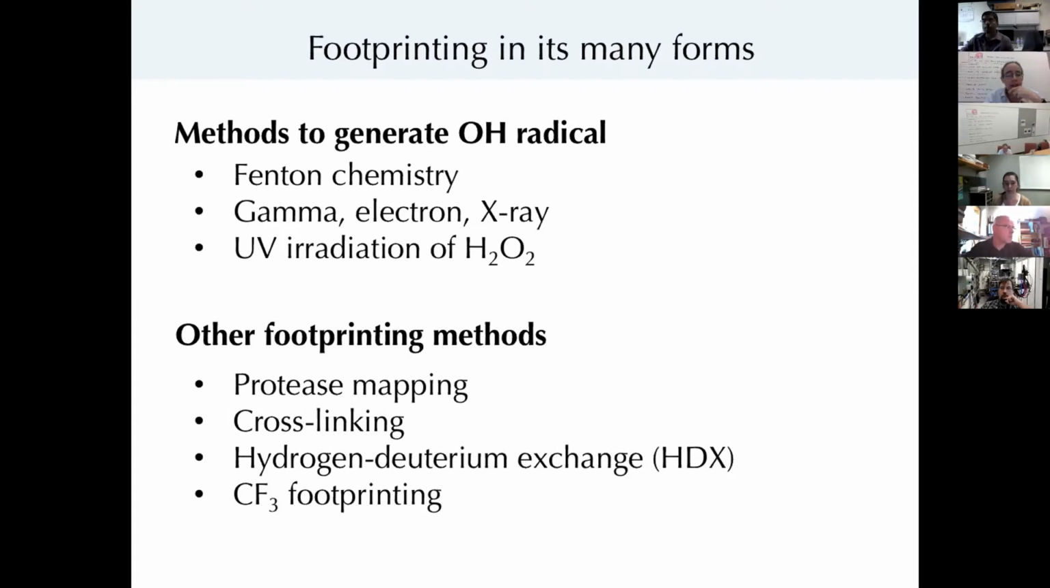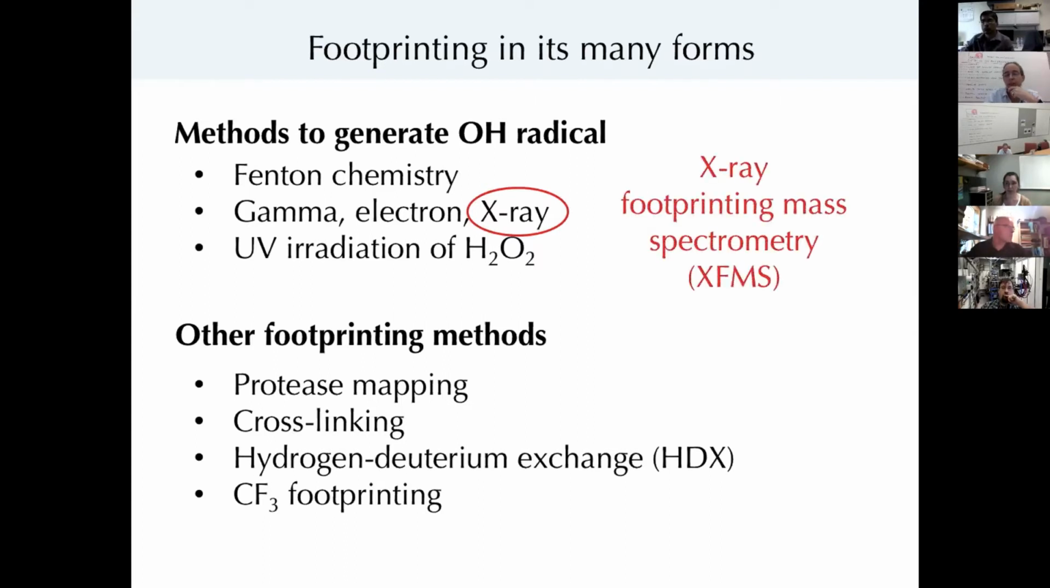And then Jana Hiesler will be talking later on about this very new method of CF3 footprinting, which is quite interesting. So here at Berkeley Lab, we use X-rays, and we call our method XFMS, X-ray footprinting mass spectrometry. And I just wanted to note that footprinting has many forms, and it also has many acronyms. So it seems like no one's really decided on the common acronym for this method. So you'll see in the literature hydroxyl radical footprinting, hydroxyl radical protein footprinting, various other names.